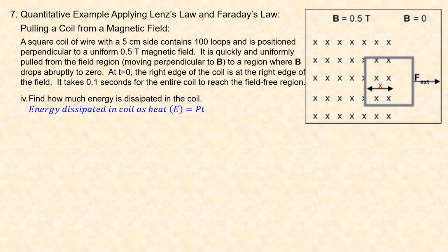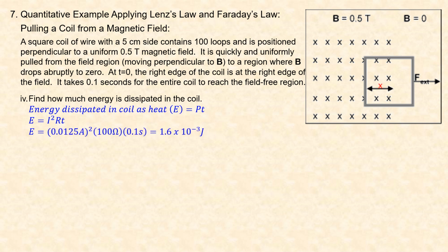So we can express that energy in the form of heat as a measure of the power generated in the coil times the time it takes for that coil to move through the field region. So this power, we're really talking about the I squared R power loss due to this frictional heating. So we'll multiply that by the time, the 1/10 of a second, to get an expression for the total energy dissipated during this process.